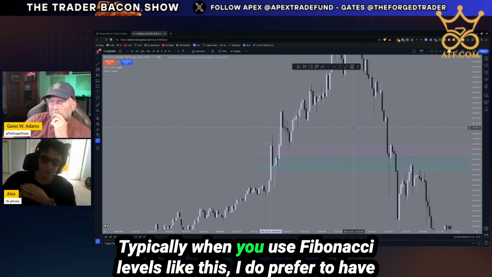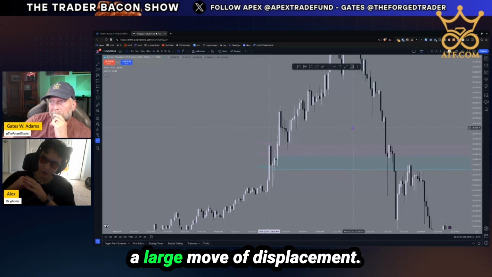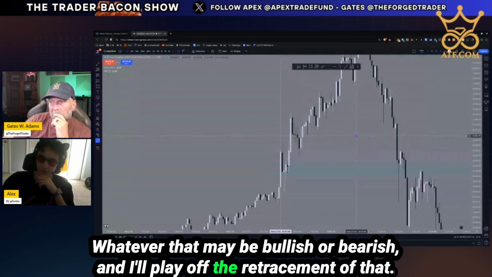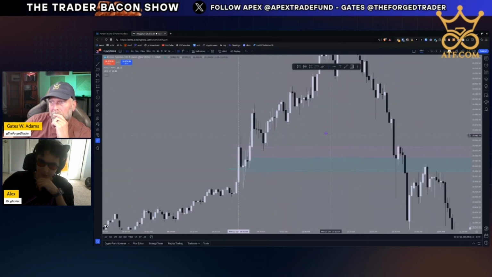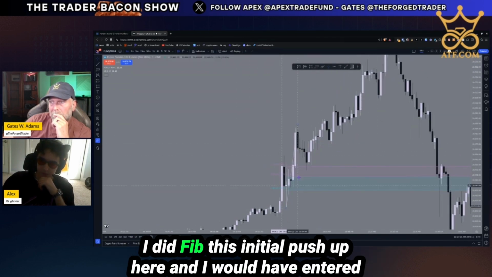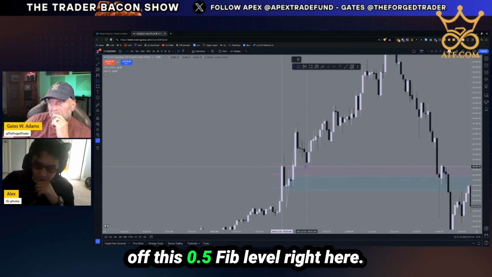Typically, when you use Fibonacci levels like this, I do prefer to have a large move of displacement. So whatever that may be, bullish or bearish, and I'll play off the retracement of that. But this is one setup that I did find here. I did fib this initial push up here, and I would have entered off this 0.5 fib level right here.